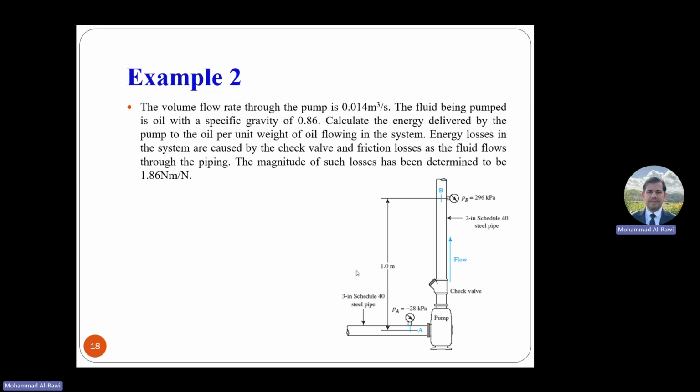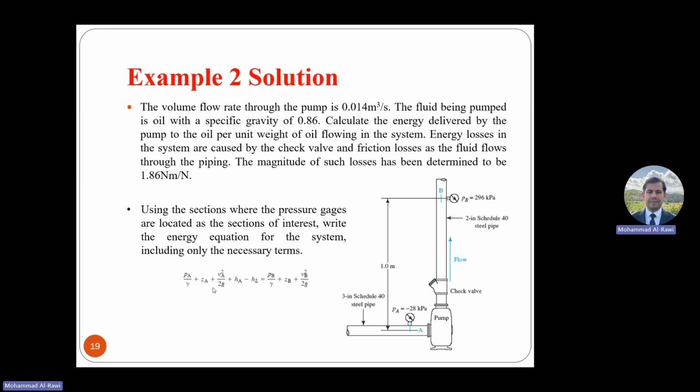We write the general energy equation. We have H losses. We don't have a motor. We have pressures. We need to determine the velocity. Since we have the volume flow rate and the diameters or areas, we can definitely find the velocity at A and the velocity at B easily with no issues. So, the general energy equation: PA over gamma plus ZA plus VA squared over 2G, plus HA minus H losses. H losses is 1.86, and you write the following parameters.